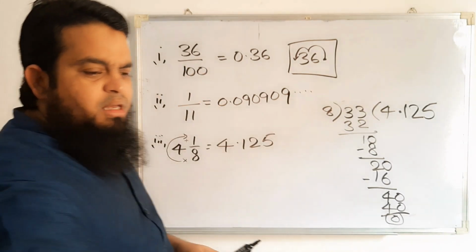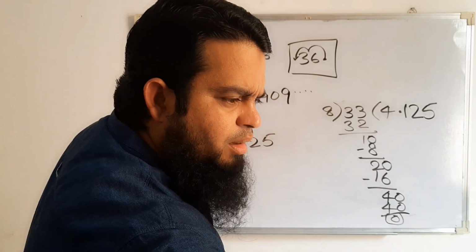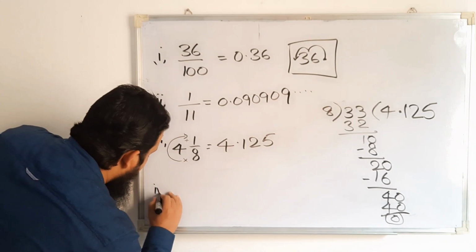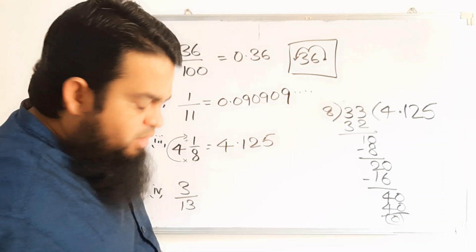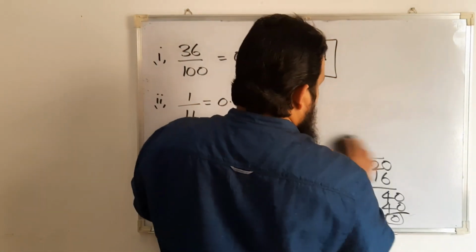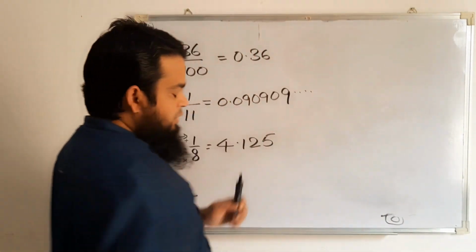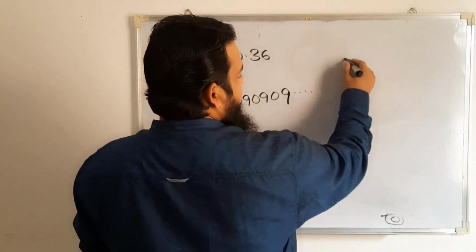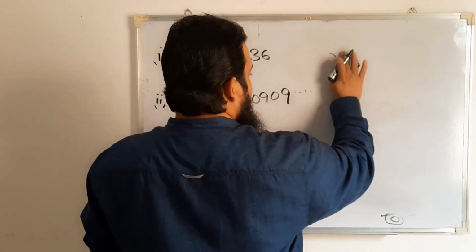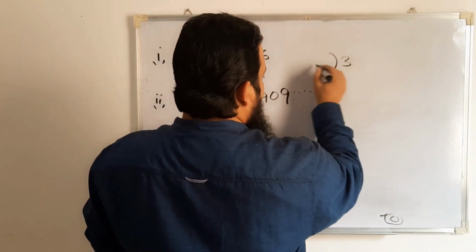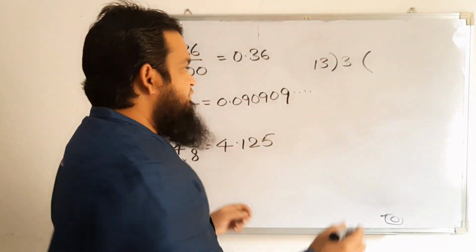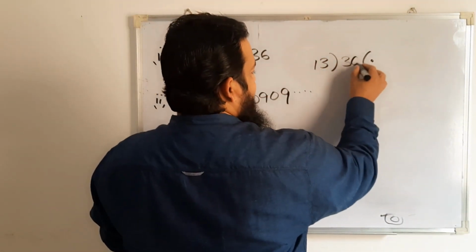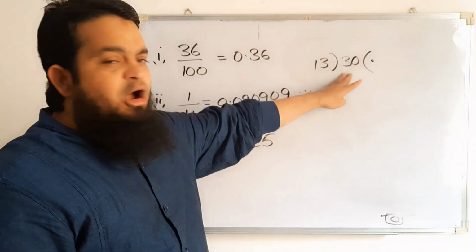Okay, let us copy this: 4.125. The next one is 3 by 13. It's also the same, so let us do it. If you take 3 and divide by 13, since the dividend is smaller than the divisor, you have to take a decimal point. After taking the decimal, you can keep on 0. So in 30, how many times?